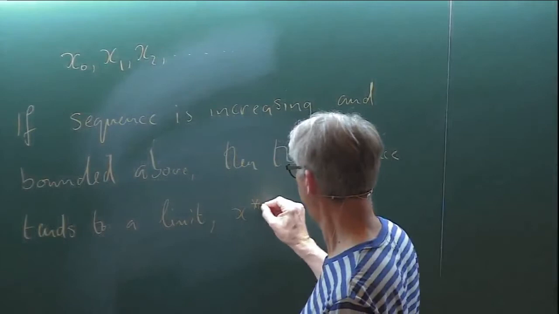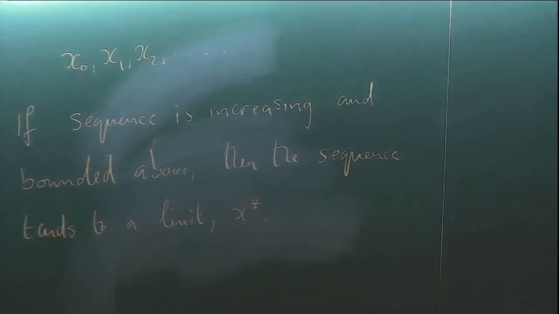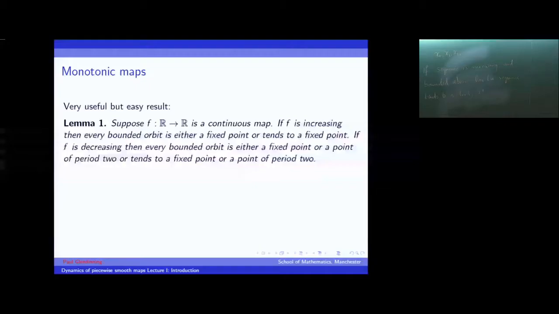So, I hope most of you have seen something like that before. Basically says, if I've got an infinite sequence, and it's going up and up and up, but it can't go beyond here, well, it's got to stop. It can't keep adding on and on. It's got to stop, but it can't go back, because it's increasing. So it's got to get closer and closer to something, which is clearly less than or equal to the bound I've got. Okay, that's the technical bit for the proof.